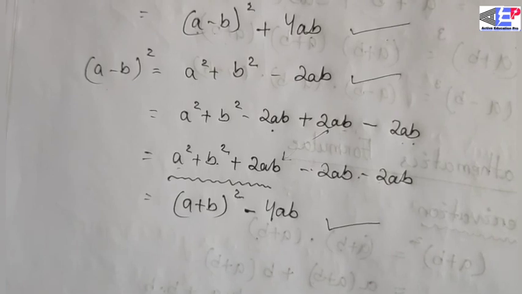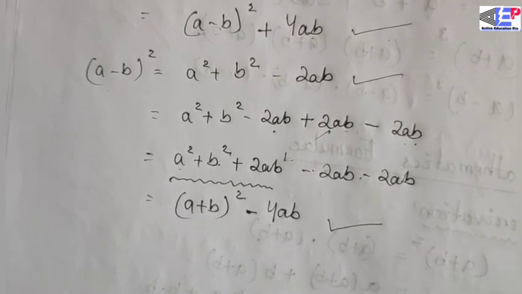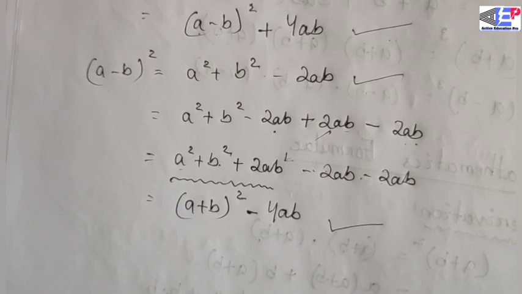Okay, these are the derivations of a plus b whole square and a minus b whole square. To understand the complete process of how to derive it, please repeat it and completely watch this video from start to end, so that you don't have any doubt.